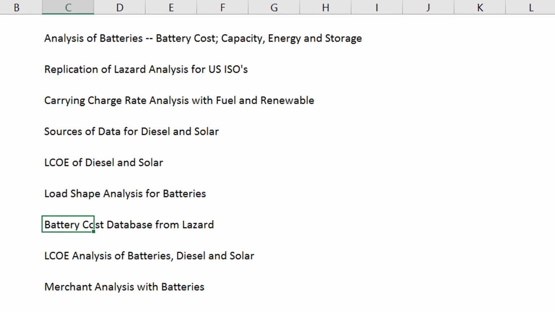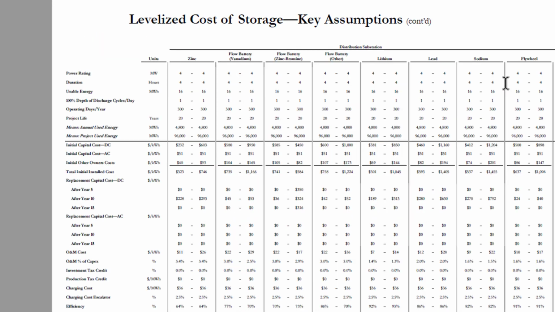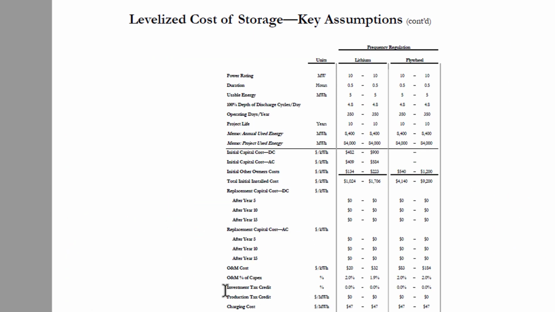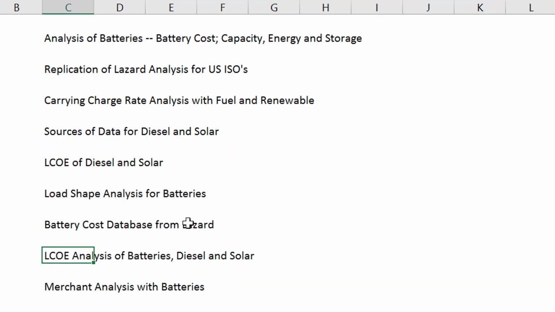And then we're going to take that Lazard study that has all of that data in, and put it into a database and use that database to finally put our cost, I call it still an LCOE, levelized cost of energy, but we're going to put batteries, diesels, and solar together and see what kind of load shapes you need in order for the batteries really to make sense.